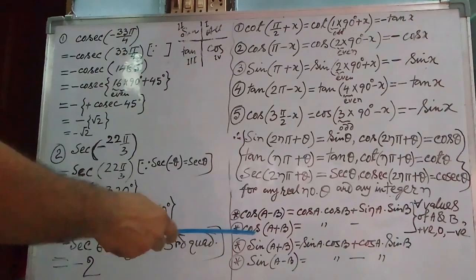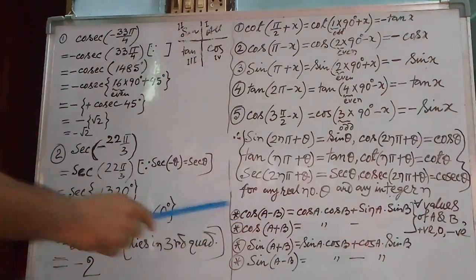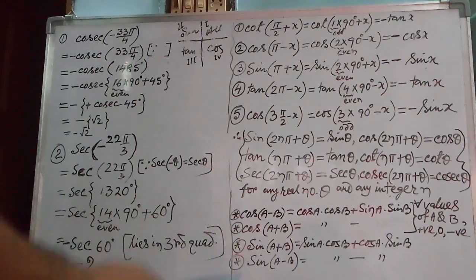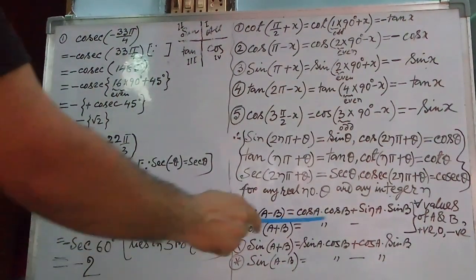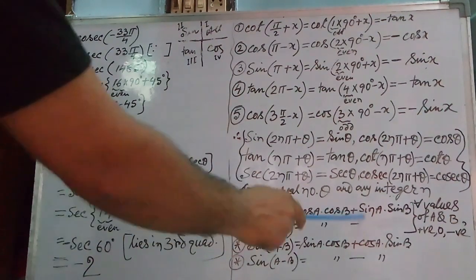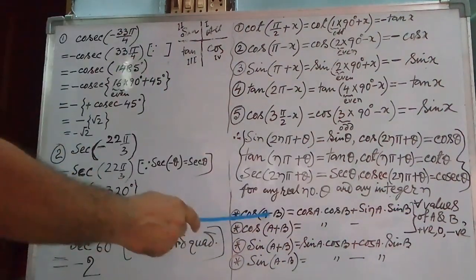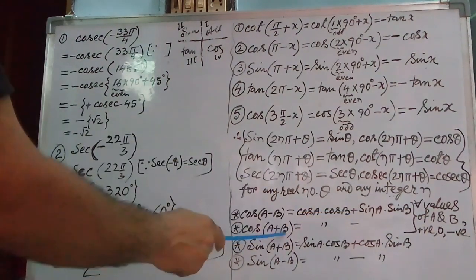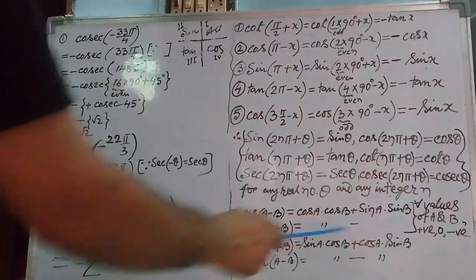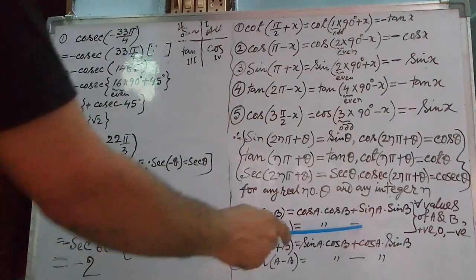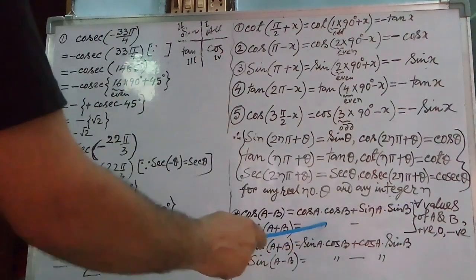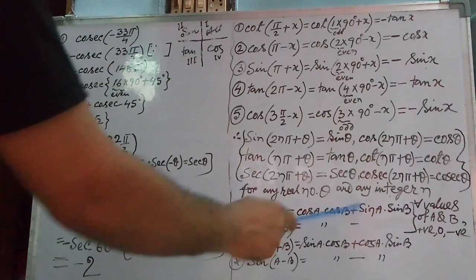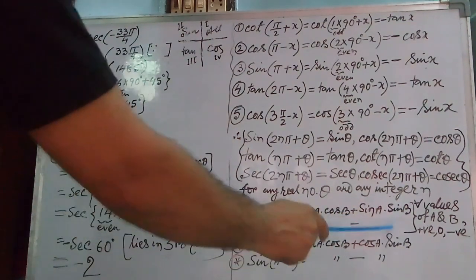Now, you have to learn these four formulas by heart. Cos of A minus B is equal to cos A cos B plus sin A sin B. When it is minus on the left, here it is plus. And cos of A plus B is equal to cos A cos B minus sin A sin B. Only the sign changes: where it was plus, it is now minus. So cos A cos B minus sin A sin B.